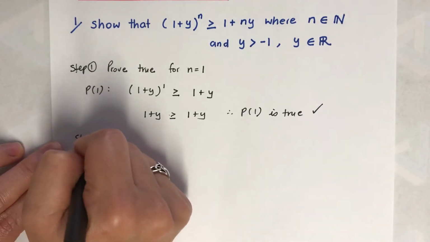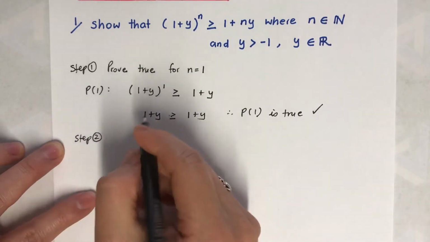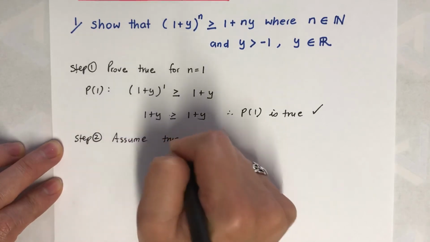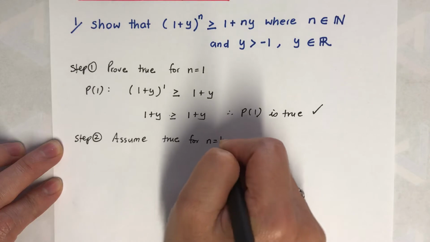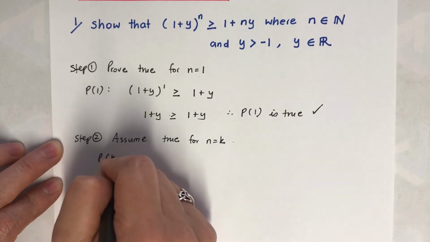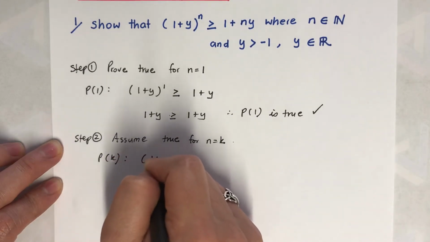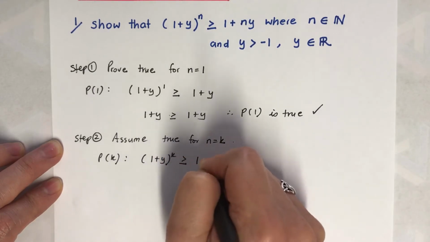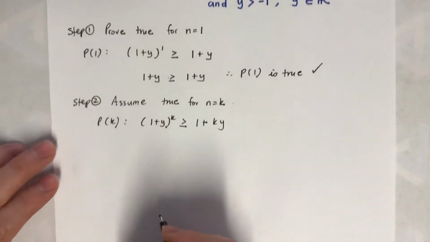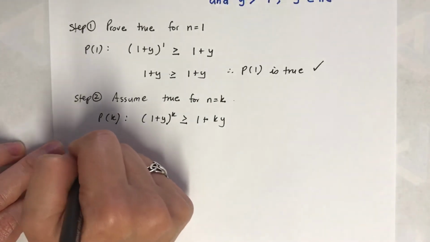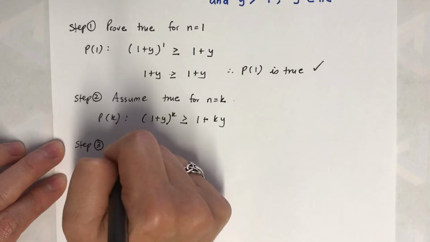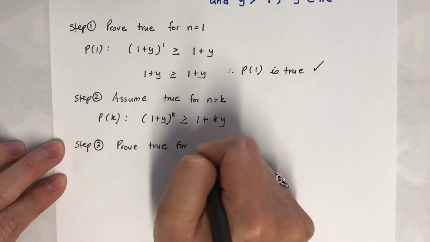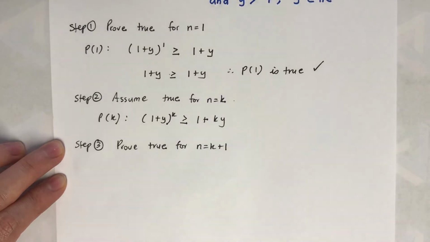Step 2. Assume true for n equals k. Instead of n, I'll just replace it with a k. That's all I'm going to do for step 2. And then step 3. Prove true for n equals k plus 1.